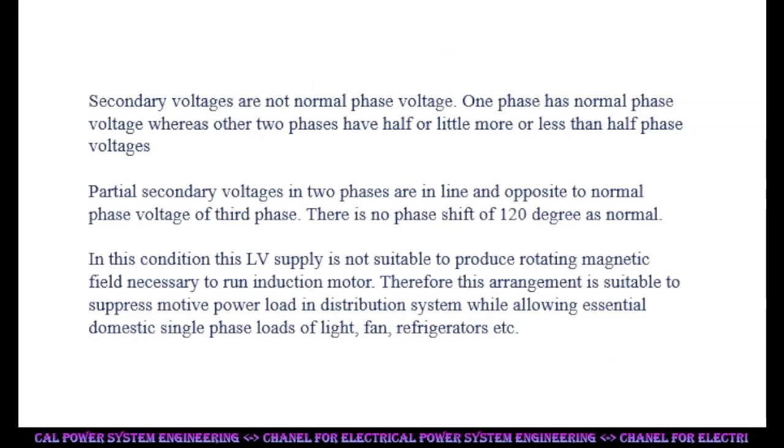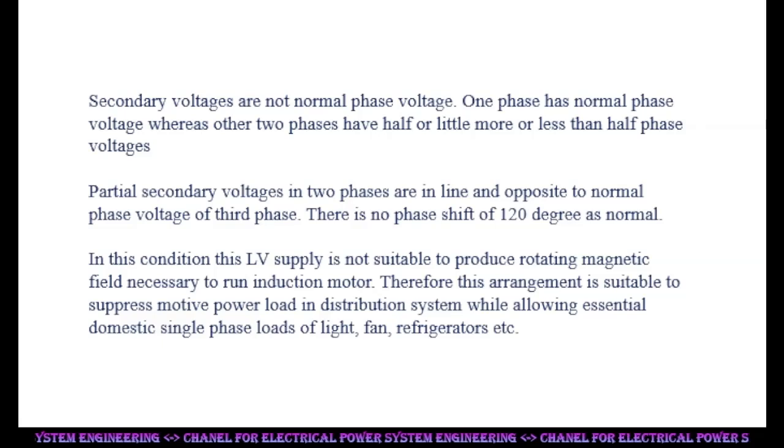Secondary voltages are not normal phase voltage. One phase has normal phase voltage, whereas other two phases have half or little more or less than half phase voltages. Partial secondary voltages in two phases are in line and opposite to normal phase voltage of third phase. There is no phase shift of 120 degree as normal. In this condition, this LV supply is not suitable to produce rotating magnetic field necessary to run an induction motor.